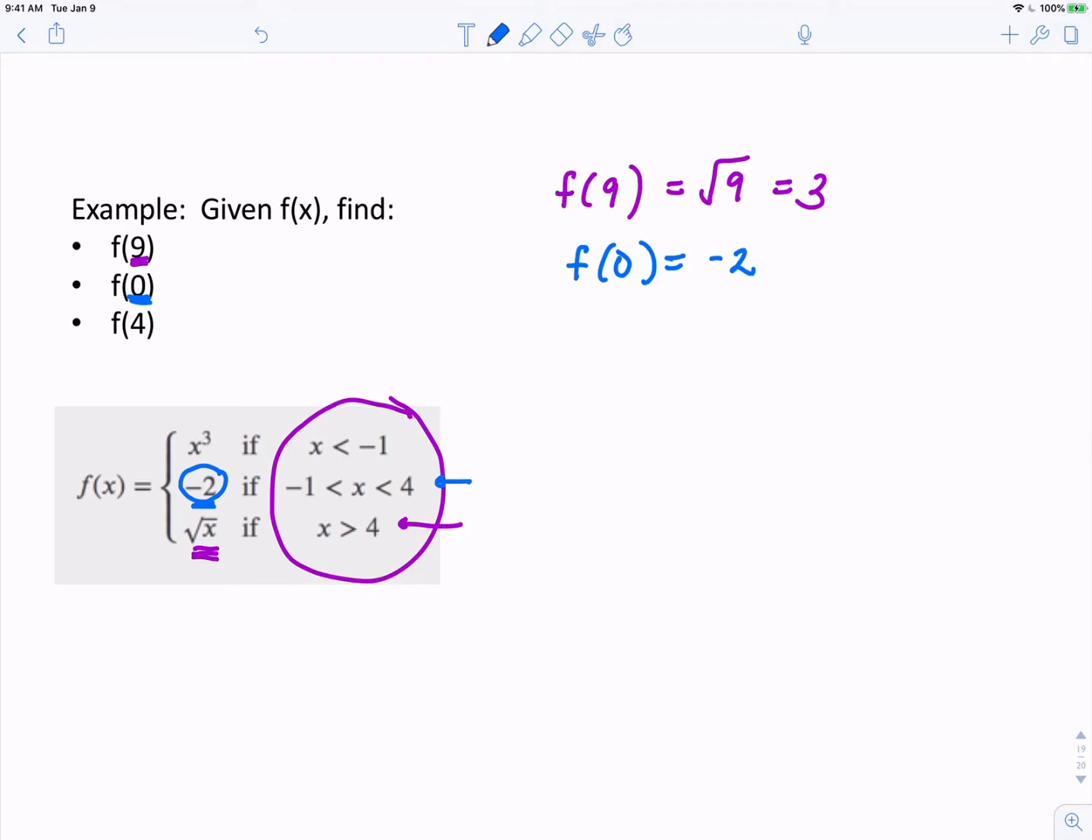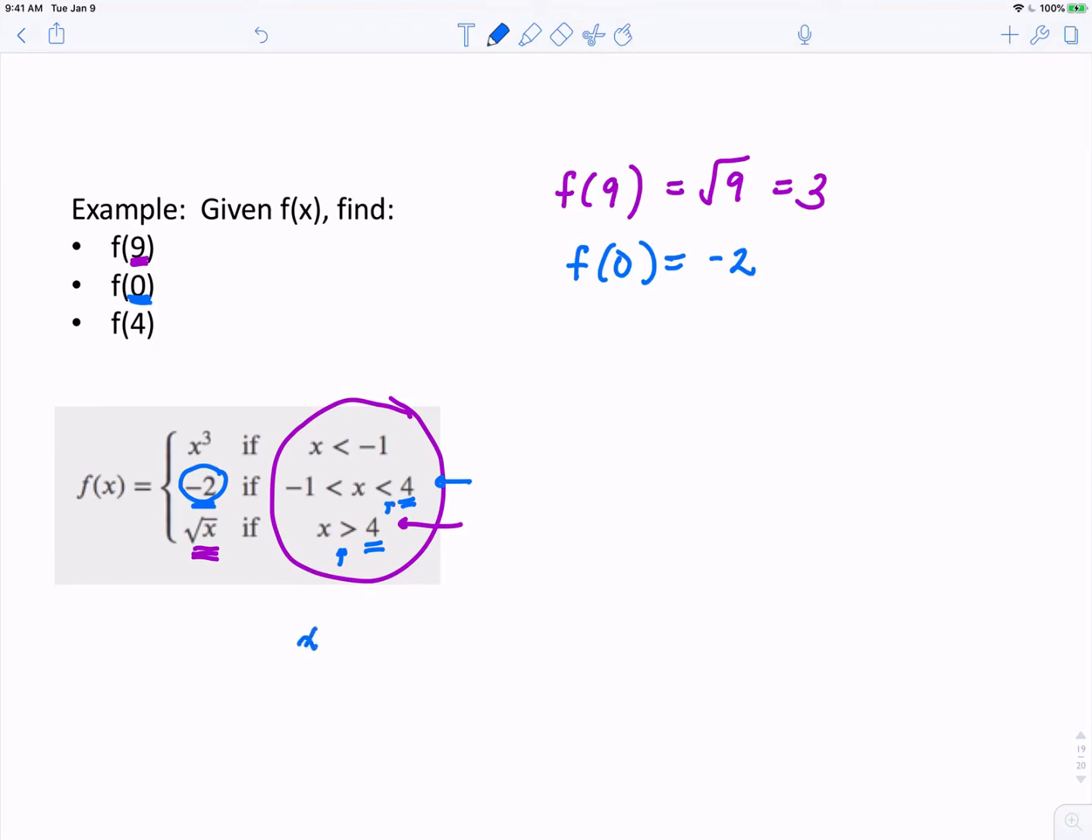Finally, let's find f of 4. Now we have to be careful with f of 4 because we notice that we see 4 in two areas of the domain. But notice that in neither is the input variable equal to 4. We know what to do if x is less than 4. We know what to do if x is greater than 4.